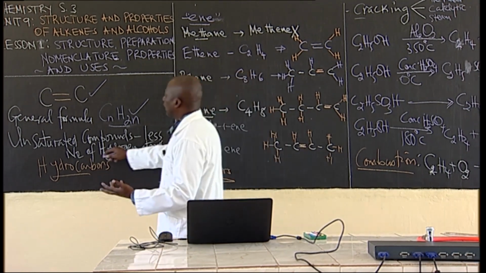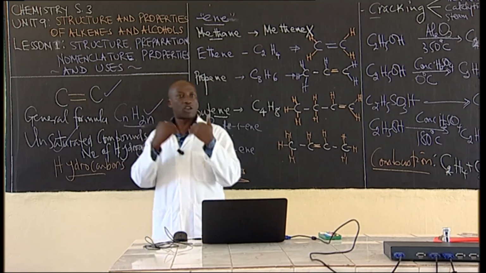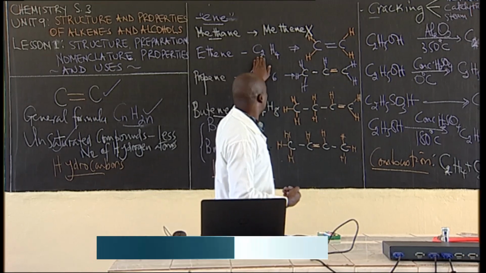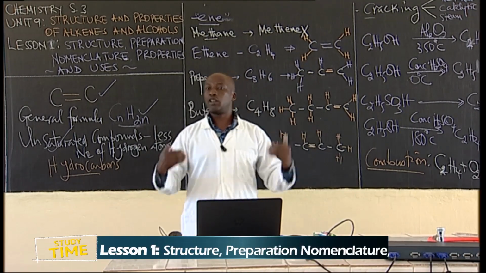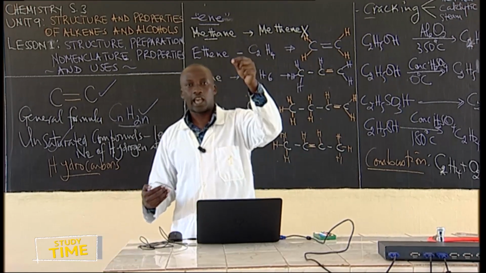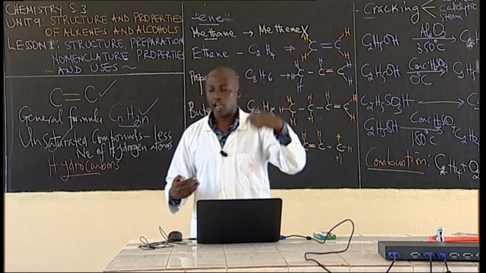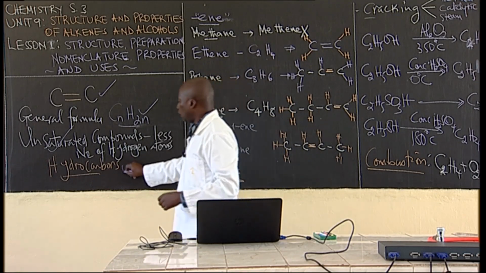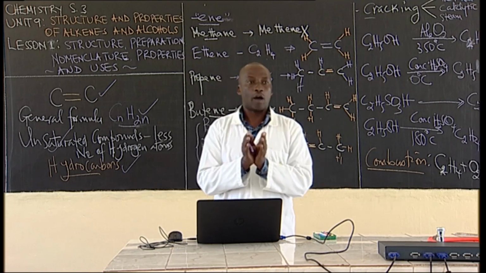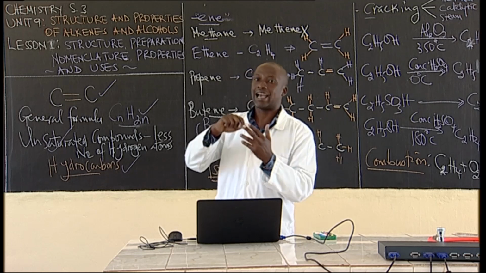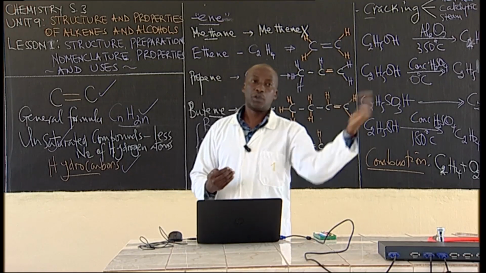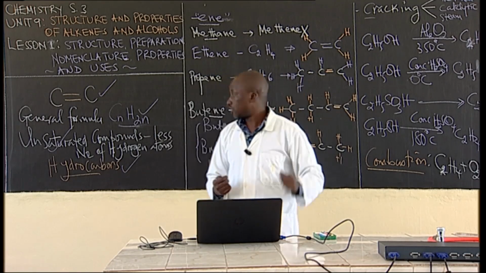So we said they are also unsaturated because they contain a lesser number of hydrogen atoms. When you compare ethene and ethane, the number of hydrogen atoms is not the same. Ethane, which is an alkane, has 6 hydrogen atoms, whereas ethene has 4 hydrogen atoms. And we said they also belong to a bigger group of compounds called hydrocarbons, where we have alkanes, alkenes, and alkynes. Unfortunately, we will not look at the alkynes, but you'll meet them at a later stage in senior 5.